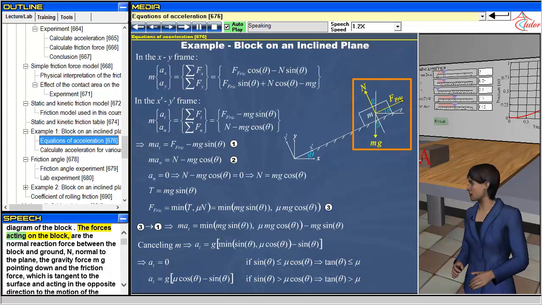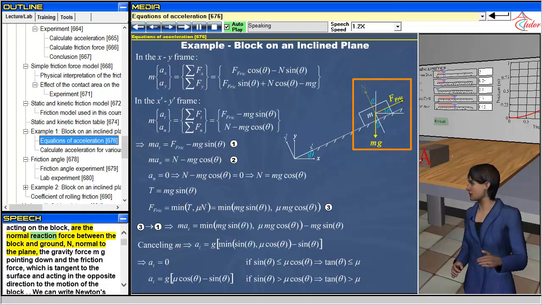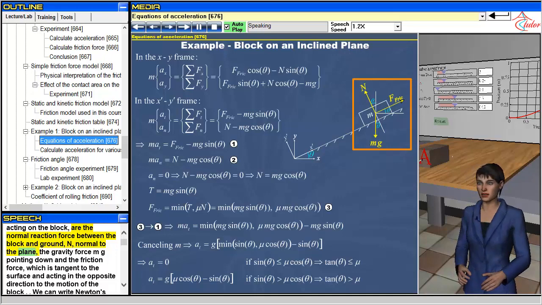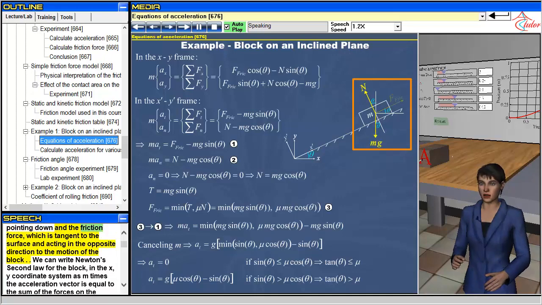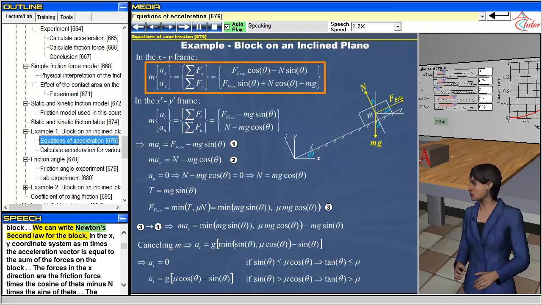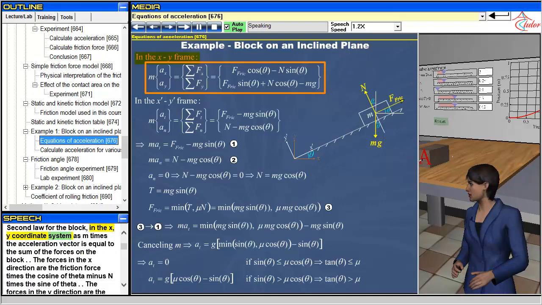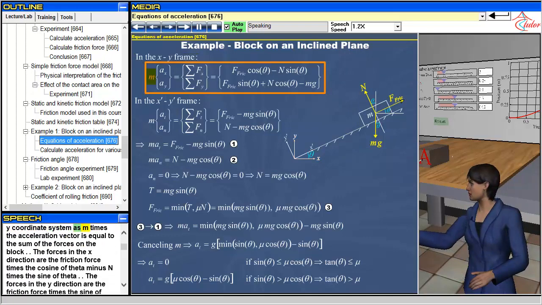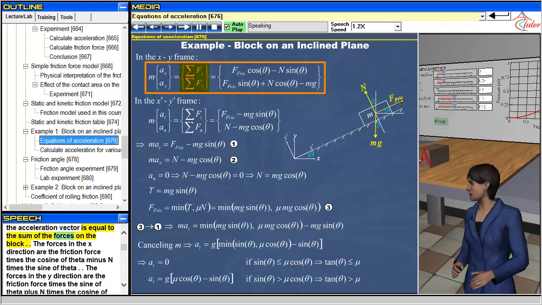The forces acting on the block are the normal reaction force between the block and ground, N, normal to the plane, the gravity force mg pointing down, and the friction force, which is tangent to the surface and acting in the opposite direction to the motion of the block. We can write Newton's second law for the block in the x, y coordinate system as m times the acceleration vector is equal to the sum of the forces on the block.